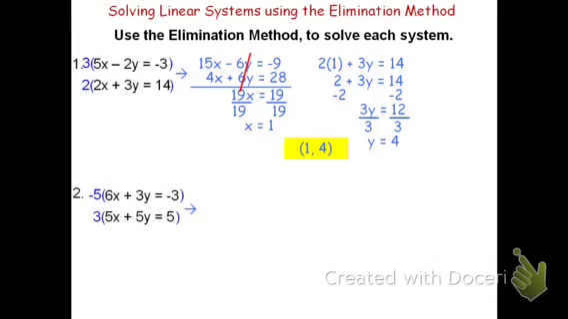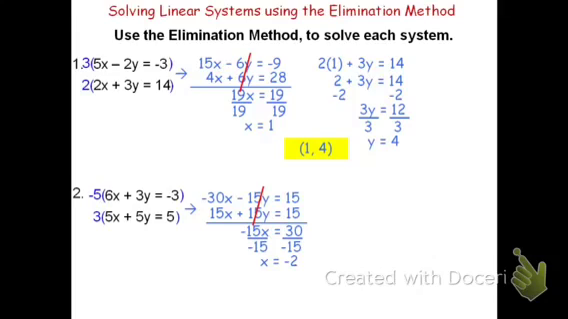All right, multiplying this out, we get that negative 30x minus 15y equals 15, and that 15x plus 15y equals 15. Combining, the y's will cancel, and negative 15x equals 30. Dividing by negative 15 on both sides, we get that x equals negative 2. Again, we're not done. We need to substitute it back in. I chose the bottom equation, and I'm going to substitute that x equals negative 2.